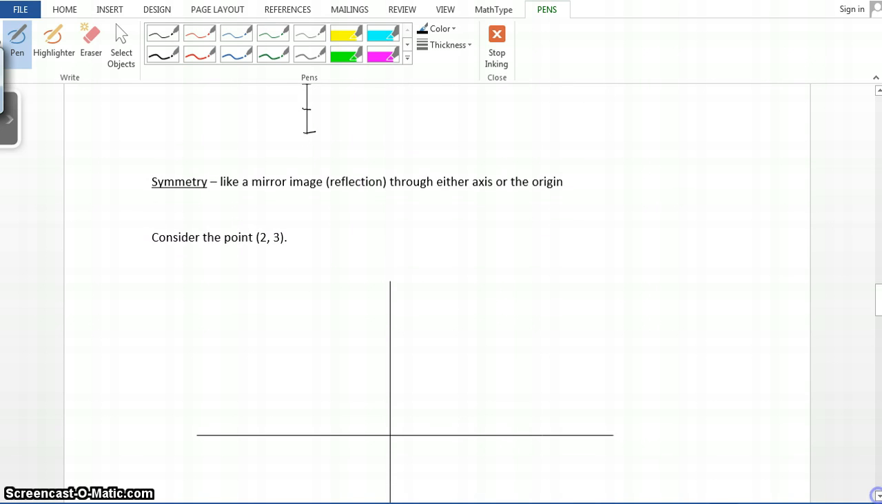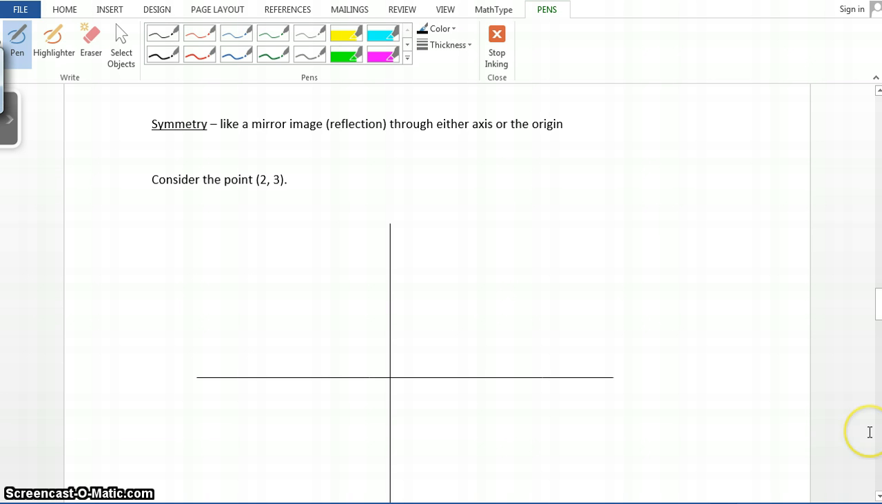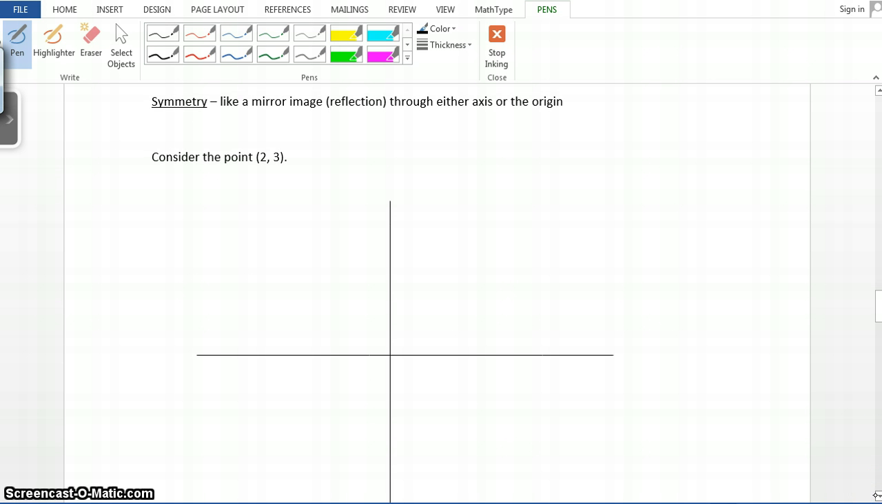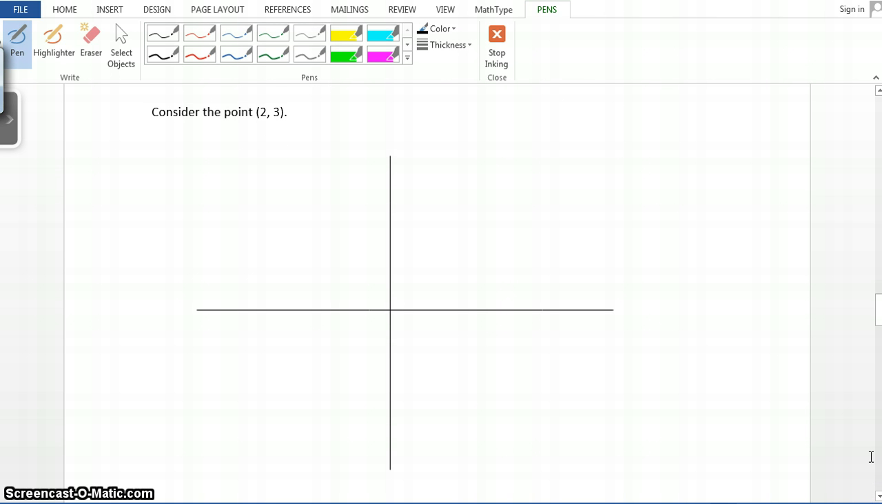Alright, let's talk about symmetry a bit. Symmetry is like a mirror image or a reflection. It can be reflected through the x-axis or the y-axis or the origin. So, we've got 3 different types of symmetry. To illustrate this, let's just look at one point, and then we'll expand it to a graph. Let's consider this point 2, 3. Again, just put about 4 tick marks on each axis, and I'll show you how we're going to reflect this.